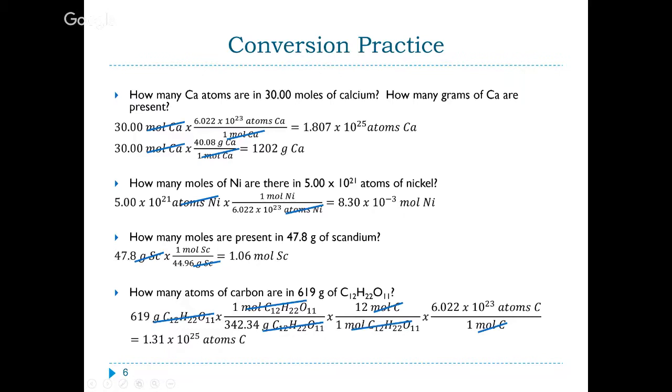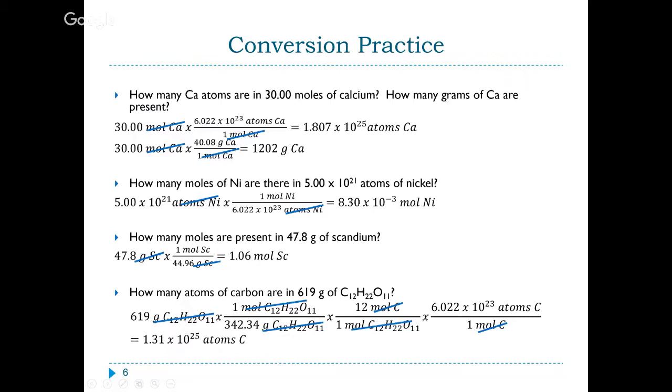12 times 12.01 for carbon, plus 22 times 1.01 for hydrogen, plus 11 times 16 for oxygen. Added up, that is where this number came from. So as I said, if I have 1 mole of sugar, then I have 12 moles of carbon because that is what the subscript is. So this allows me to get to moles of carbon.